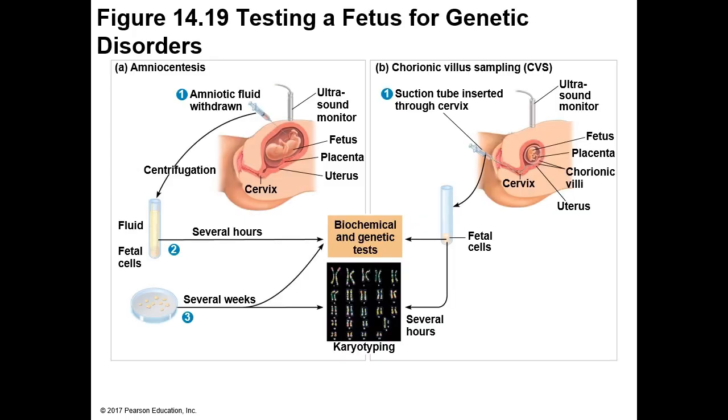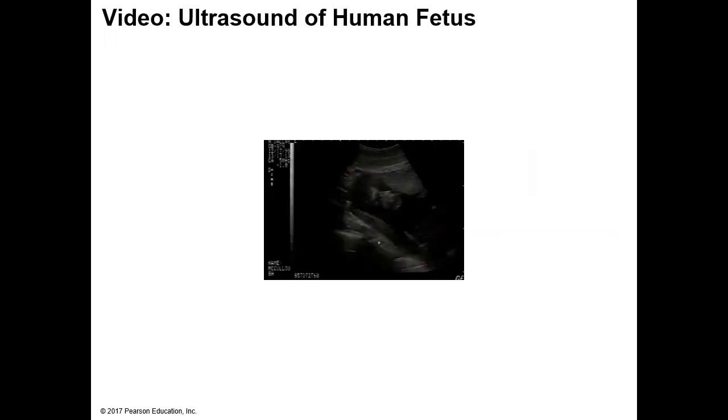So we have amniocentesis and chorionic villus sampling on the right. So you can see how they're extracting the samples and basically analyzing the cells, allowing us to get a karyotype of all the chromosomes, which includes the genes. This allows genetic counselors to assess the risk of a child inheriting a disease. Here's an ultrasound of the human fetus.